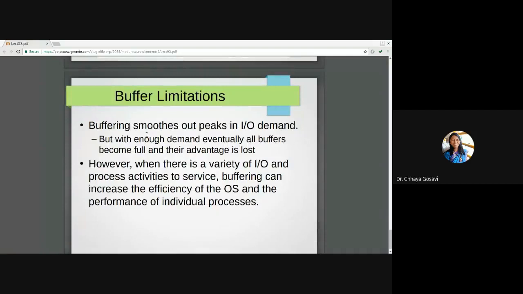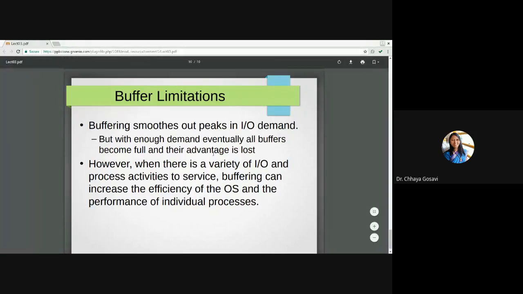Limitations of buffers. A buffer smooths out the peak of IO demand. If a process is asking for IO continuously, instead of going to the IO device with every request and reading data, you know that the speed of the IO device is much less than the speed of the processor and main memory, so waiting time will be more. Instead, if buffering is used, you are reducing that IO device waiting time.